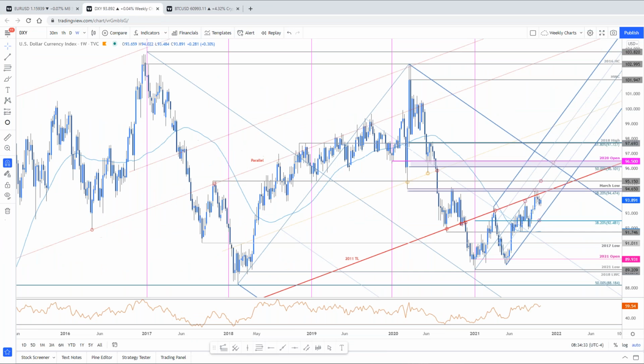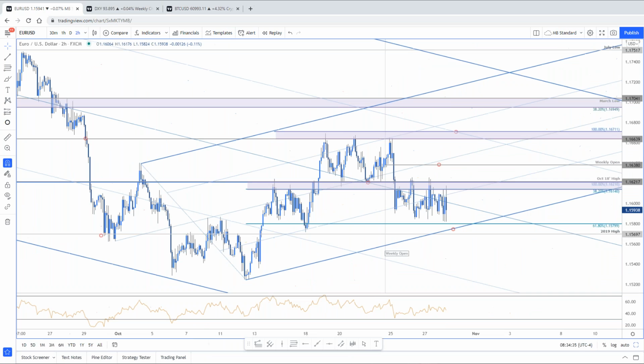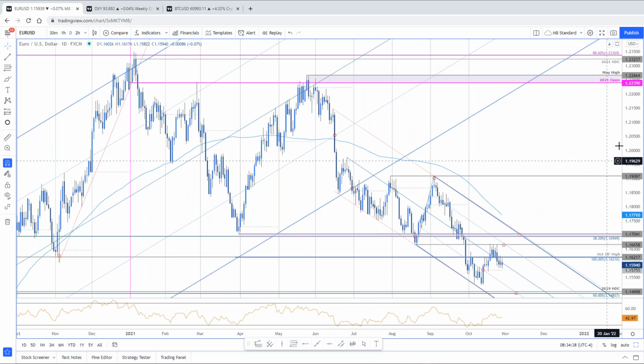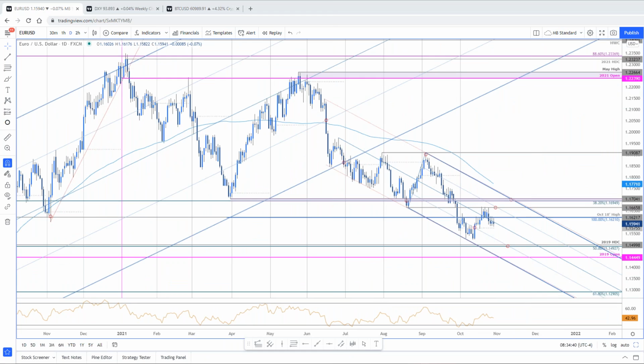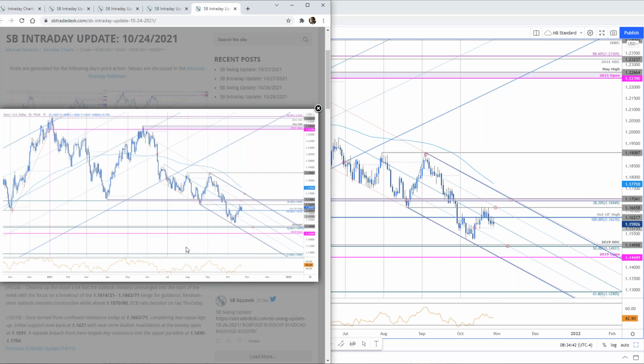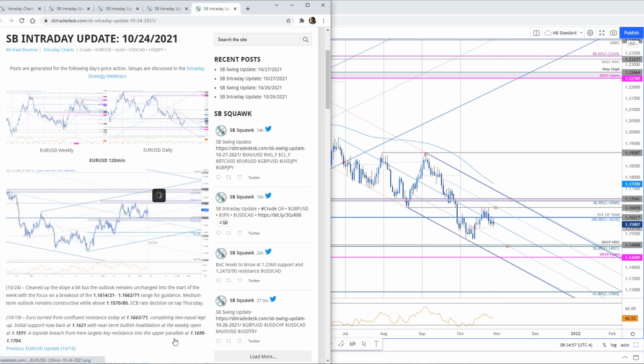Here's the daily. Very, very well-defined range, right below that 1621 that we buckled, which is right here. So we fell back below. That's been near-term resistance. The weekly opening range is preserved right above the monthly open. So real tight stuff. Here's what the intraday chart looked like into the start of the week.